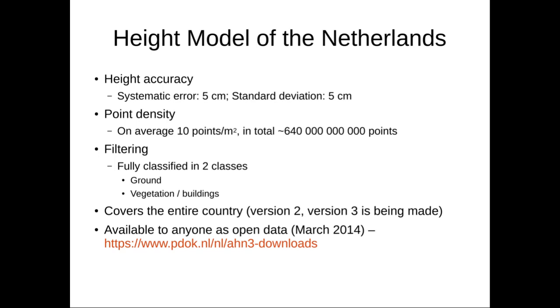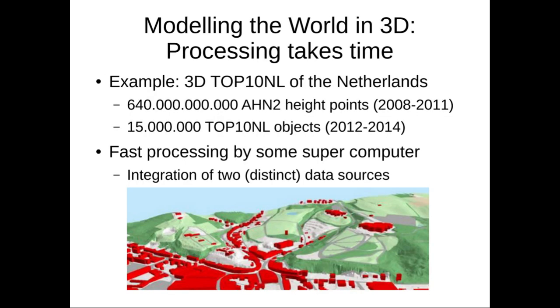The data produced is split in two classes, ground and others, and the data is made available to everyone for download, for free, as open data. So if you combine this height model together with the vector base map which the Dutch Topographic Service maintains, you can automatically make a 3D model of the whole country.